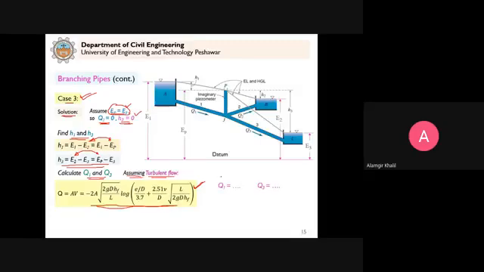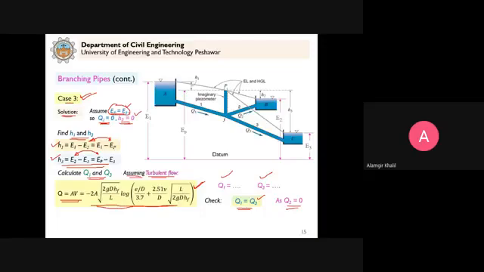So you calculate Q1 and Q3 using this equation here, because now H1 and H3 are calculated. H2 is 0 for this assumption, and the check would be that Q1 should be equal to Q3, because Q2 is 0. If this is satisfied, then our solution will stop. But if this is not satisfied, we will go to the next trial.